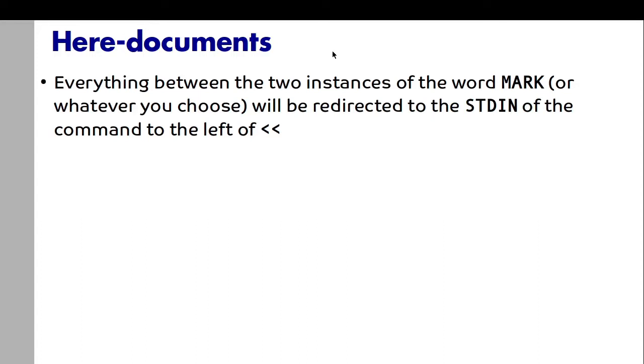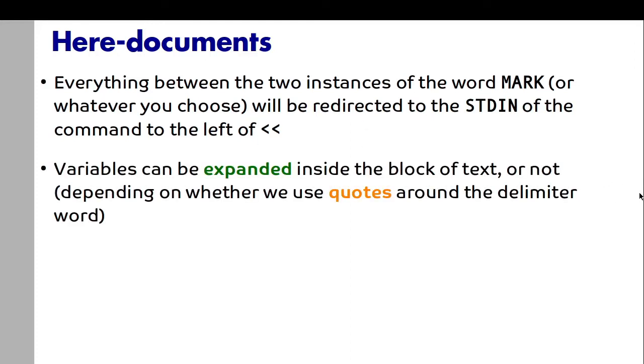So everything between the two instances of the word, which in this case was mark, but it could be anything you choose, will be redirected to the standard input of the command that we have there on the left of the redirection operator. Variables, which we learned about earlier, can be expanded inside of that block of text, or not, depending on whether we use quotes around the delimiter word or not.